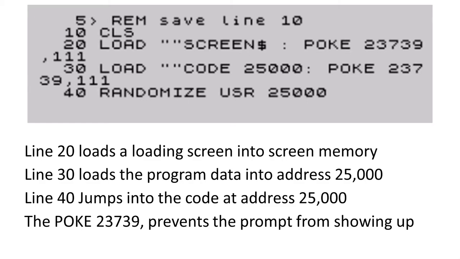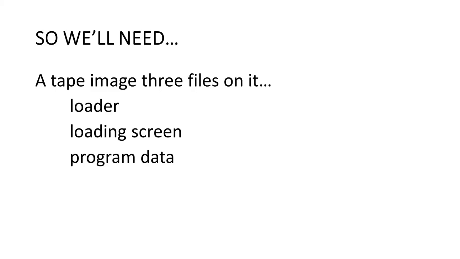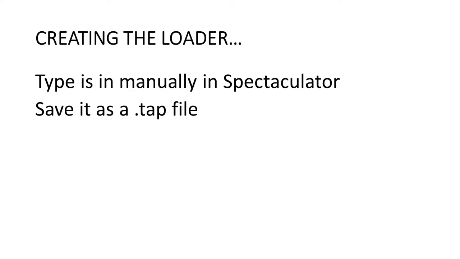And then you just make that once, and you save it to a tape image, and you can use that all over again. So basically, there's three things here on your tape image: the loader, the loading screen, and then the actual program that you compiled with Z80ASM. Pardon me, I'm losing my voice. I just said that, I think, right? So you just type it in manually in Spectaculator, save it as a tape file, and then you attach the stuff to the tape image.